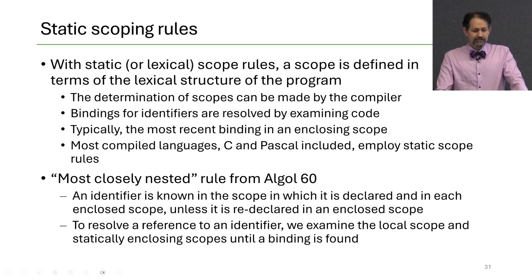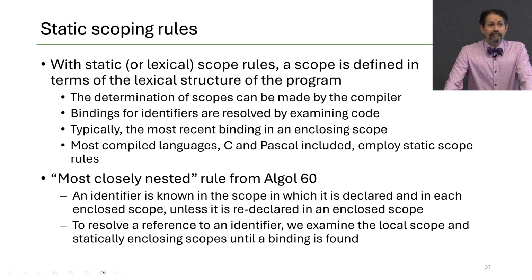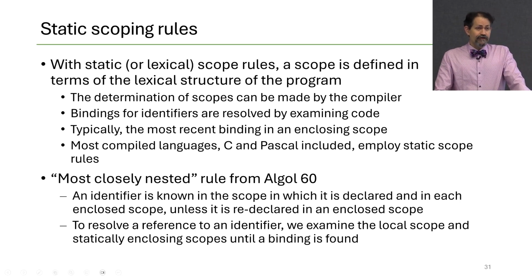Most compiled languages, such as C and Pascal, employ static scoping rules. The history of this comes from the most closely nested rule from Algol 60. In this rule, an identifier is known in the scope where it is declared, and in each enclosed scope, unless it is redeclared in that enclosed scope. So this turns into a rule the compilers can use to find the variable that is being used at a given point. So to resolve a reference to an identifier, we examine the local scope, and then statically enclosing scopes one by one until a binding is found.